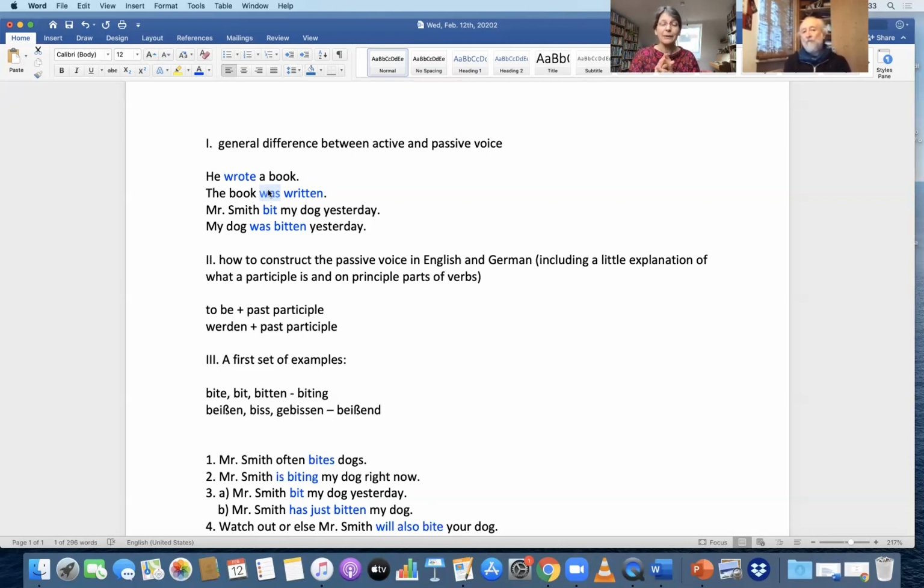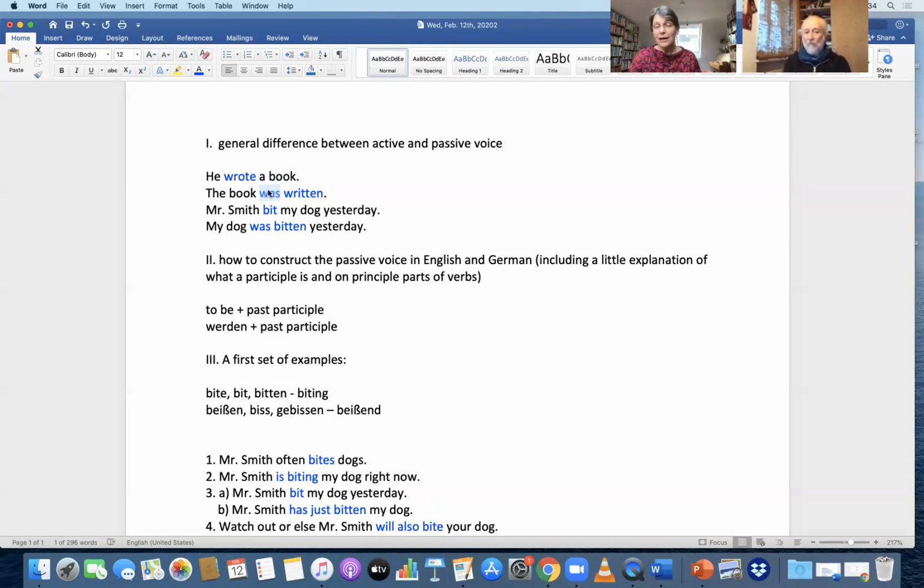And the past participle is, in English and German, one of the principal parts of the verb. When we learn principal parts, we learn the infinitive, to write. Then we learn the simple past form, which is wrote in this case. And then we learn the past participle, written. And in German it is schreiben, schrieb, geschrieben. In English it's write, wrote, written. And so we need this third form.